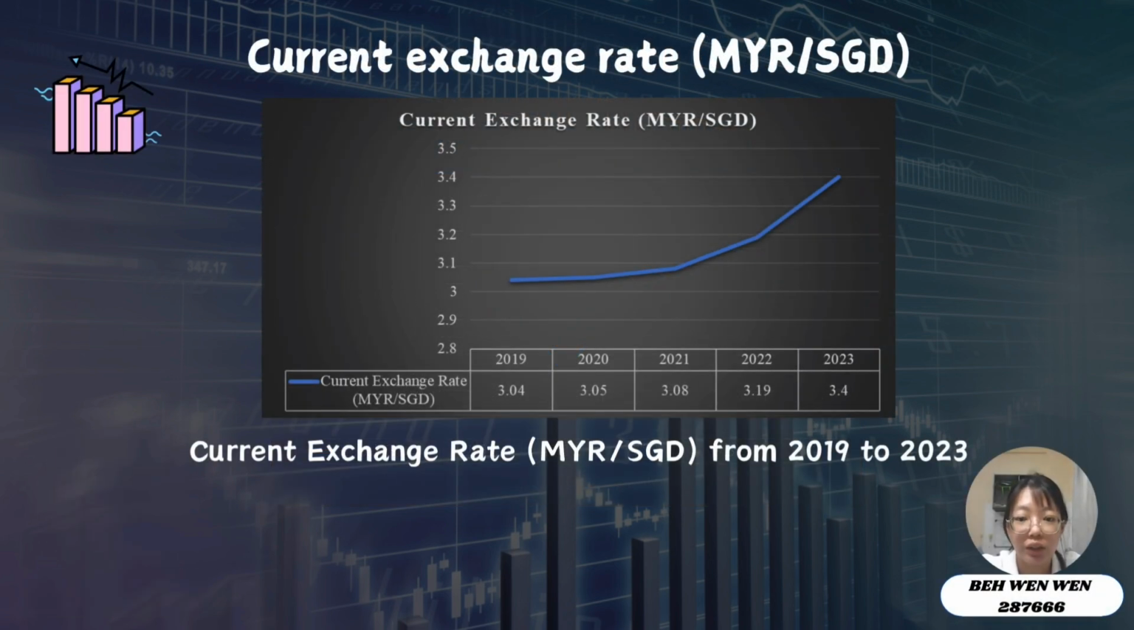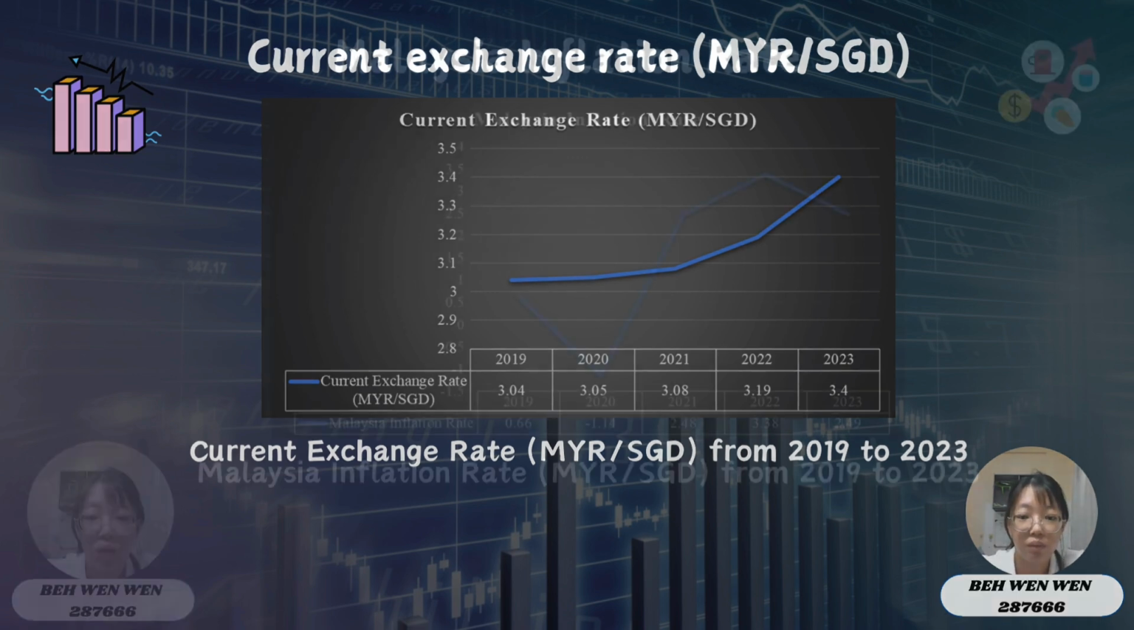Next, 2.2 current exchange rate. The graph displays the current exchange rate of Malaysia per SGD between 2019 and 2023. The exchange rate in 2019 was 3 ringgit 4 cents per 1 Singapore dollar, and it increased in 2023 to 3 ringgit 40 cents per 1 Singapore dollar. As the exchange rate has considerably increased, it means that the Malaysian ringgit was depreciating.